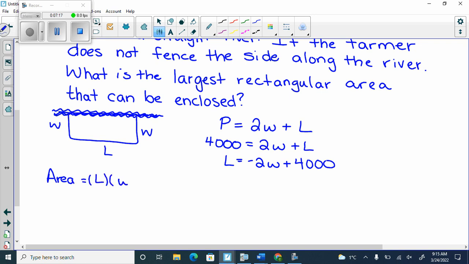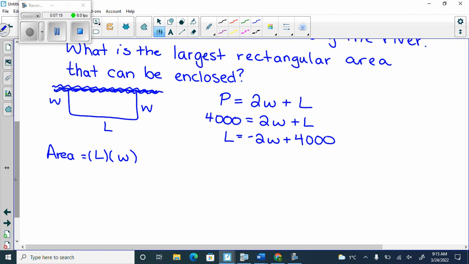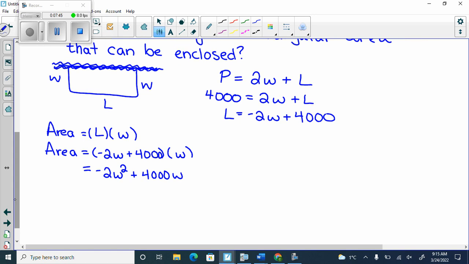But if I left it like this, I would have to do implicit differentiation and product rule, which would not be fun. So I can replace the L with -2w plus 4,000, multiplied by w and distribute, so I don't have to use product rule. So I get -2w squared plus 4,000w. I actually think when I did the notes, I put it as 400 at first, and then I switched it to 1,000 after.